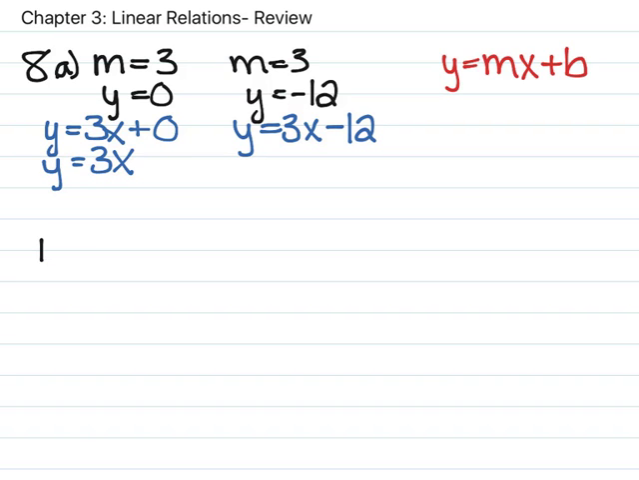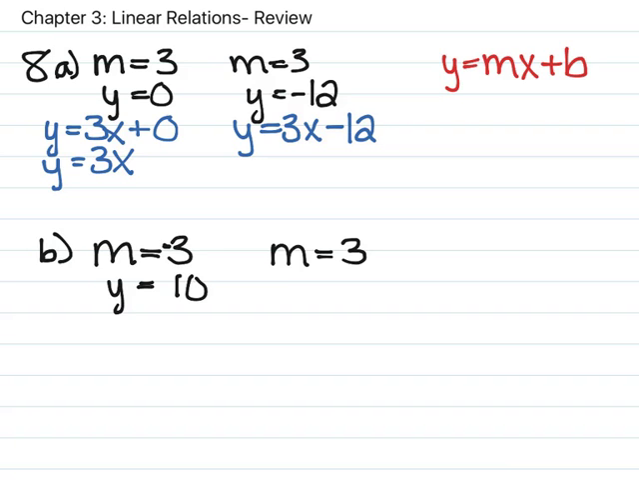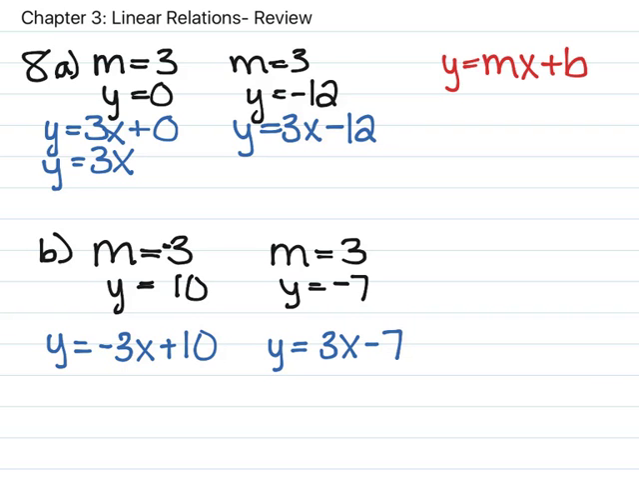For part B, m was negative 3 for the first one, and the second one was positive 3, and the y-intercepts were 10 and negative 7. So for the equations, you get y equals negative 3x plus 10, and y equals 3x minus 7.